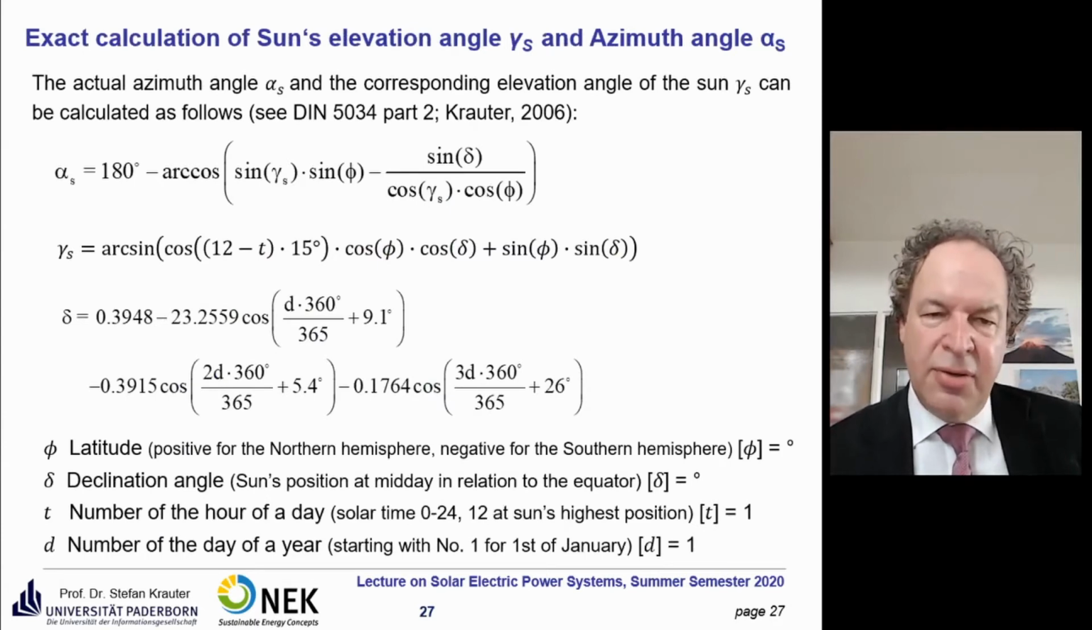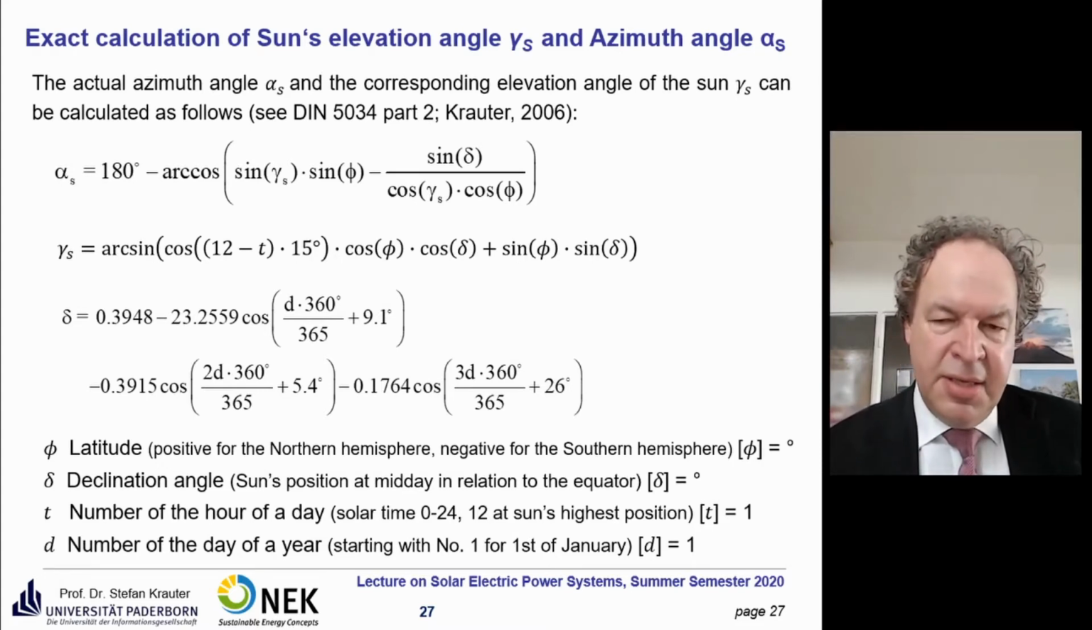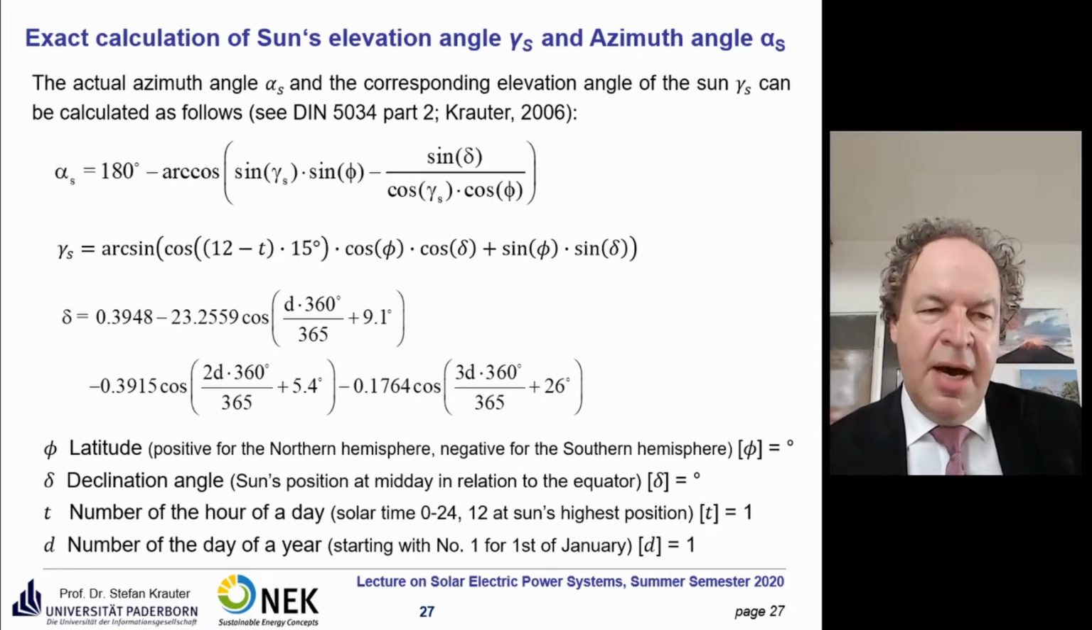You can also calculate it. This is according to the DIN norm. This formula works well for the northern hemisphere. If you go towards the equator, there are some difficulties. I give you in the literature some links if you want to really use it for programming and so on. Besides the norm, there are some newer formulas which can even calculate that more accurately.